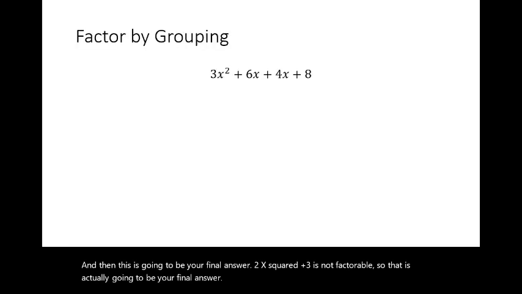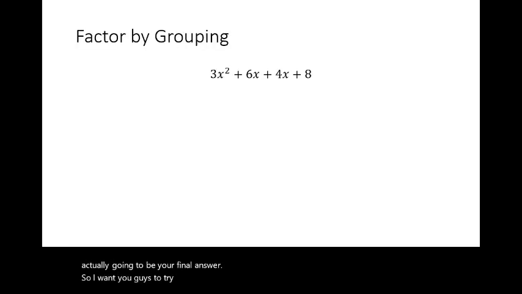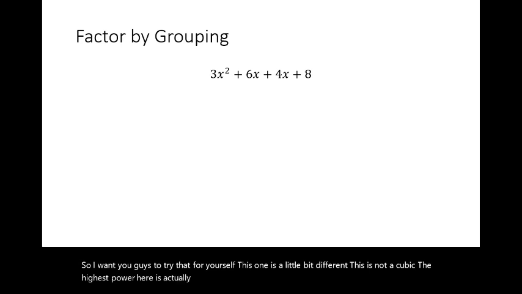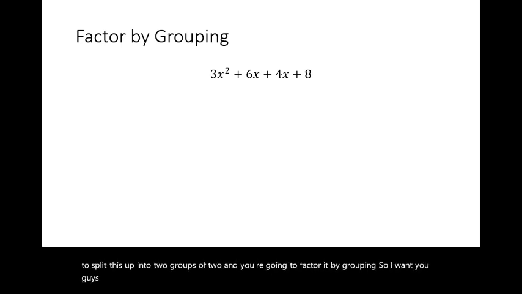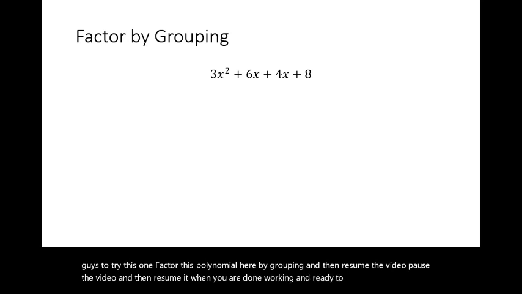So I want you guys to try that for yourself. This one is a little bit different. This is not a cubic. The highest power here is actually 2, but it's going to follow basically the same process. You're going to split this up into 2 groups of 2, and you're going to factor it by grouping. So I want you guys to try this one, factor this polynomial here by grouping, and then pause the video, and then resume it when you are done working and ready to check your answer.